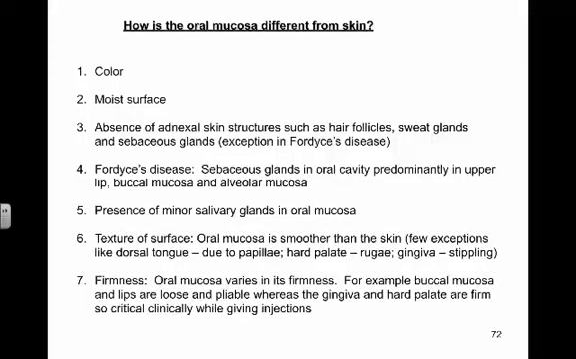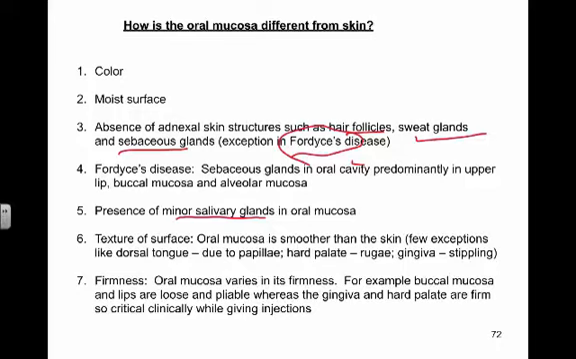So the oral tissue is different than skin. It's moist. The color is very important. There are no hair follicles in the oral cavity, I don't think. There are no sweat glands and no sebaceous glands, except in Fordyce disease, when you can see those small little collections, yellowish, whatever color they are. Those are really a disease of sebaceous glands, am I right? Yep. And they are really in the upper lip, the buccal mucosa, and the alveolar mucosa. Again, you'll have salivary glands in the oral mucosa. You don't have that in skin.